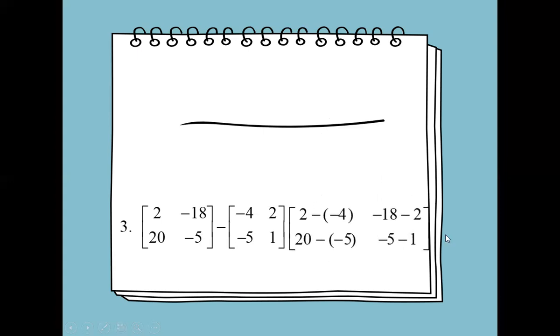See, we can write it in this form. Then the answer of minus minus will be equals plus, so 2 plus 4 is 6. Negative 18 minus 2 is negative 20. Same sign, so we will add, but the sign will take the sign of the bigger number. 20 minus minus 5, this means plus here, so 25. Minus 5 minus 1, negative 6.